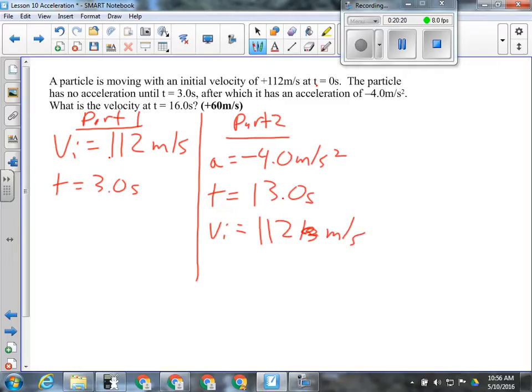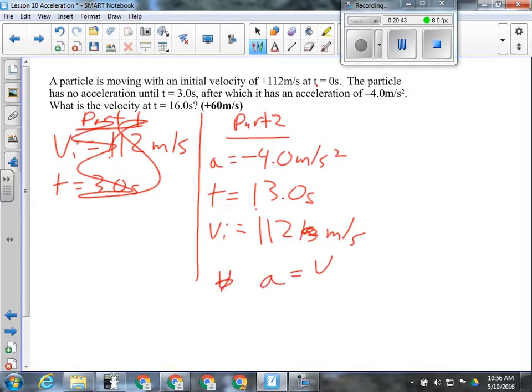So what's the velocity at time 16 seconds? Well, do I need any of this? None of this is important. There's no acceleration in part 1. It's just there to confuse you. I don't need it at all. It's just there to tell you it only accelerates for 13 of the 16 seconds. That's it. So now it comes down to looking for VF.